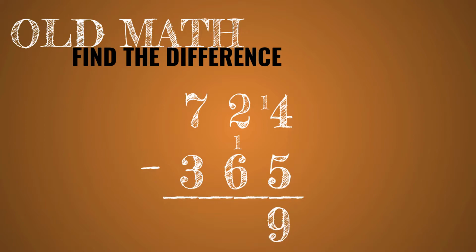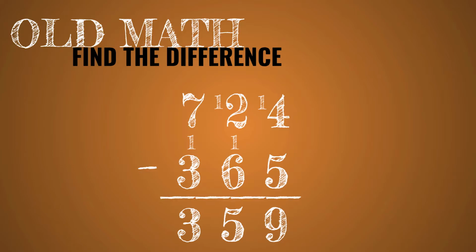Then you go to your tens place. The 2 cannot take away 1 or 6, so the 2 becomes a 12, and you pay back in the hundreds place. So 12 minus 1 minus 6 is 5. Then you go to the hundreds place. 7 minus 1 minus 3 is 3.